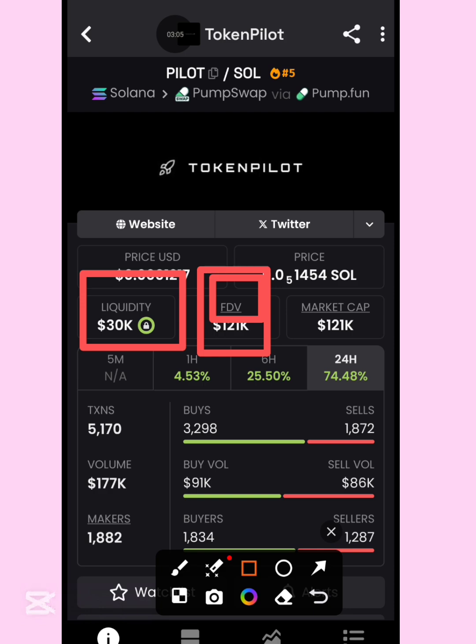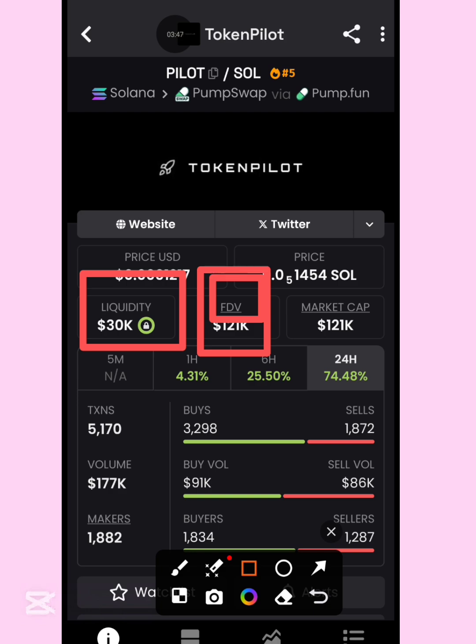And to get the fully diluted value of a token, first of all, you need to know the price of that token in USDT and in US dollars. Then you multiply it by the total number of tokens created. If a token is created for 1 billion, then you multiply the current price by the total number ever created for that particular token. That means the price of the token times 1 billion.